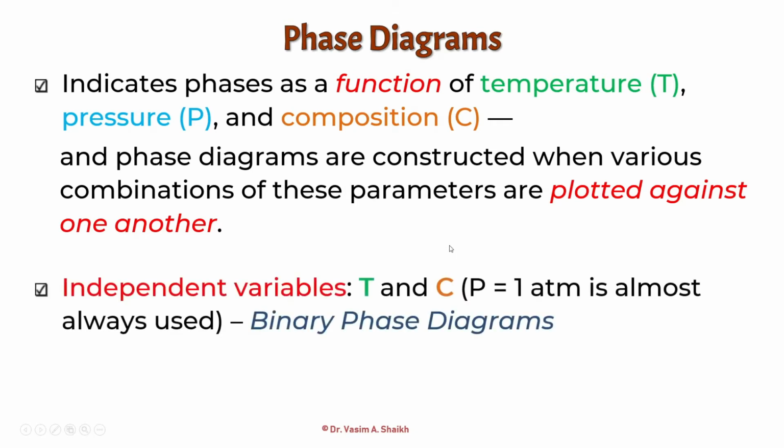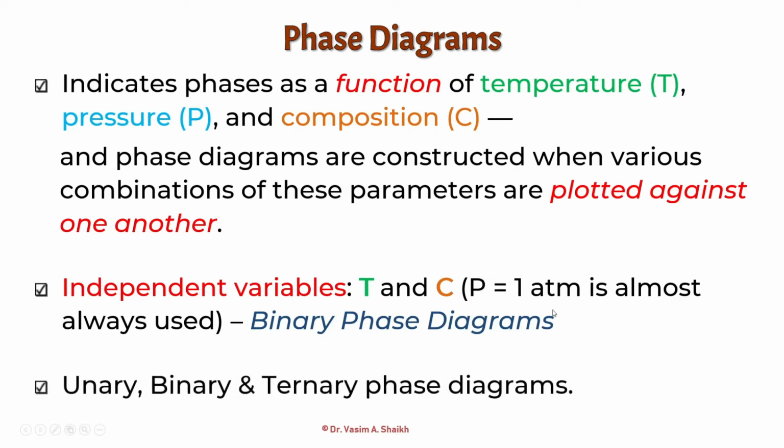And there is one important phase diagram which is most of the time asked in the exam, and we'll mainly discuss that, the binary phase diagram. The independent variables here are temperature and composition, and the pressure is always kept constant, which is 1 atmospheric pressure, when we are making the binary phase diagram.